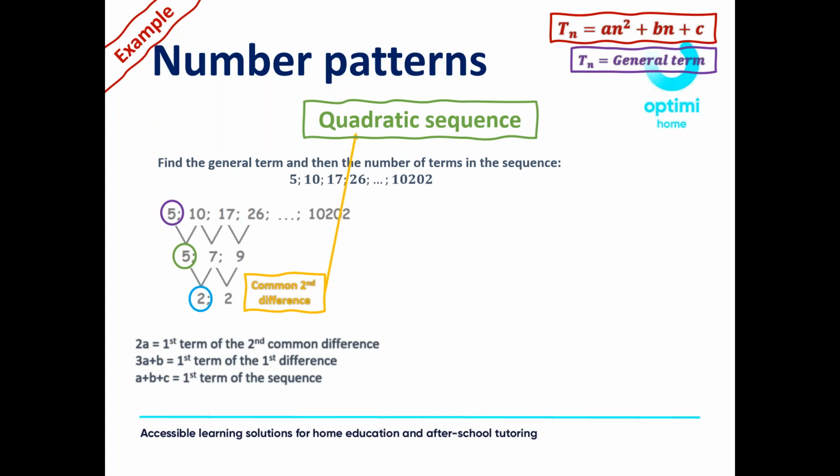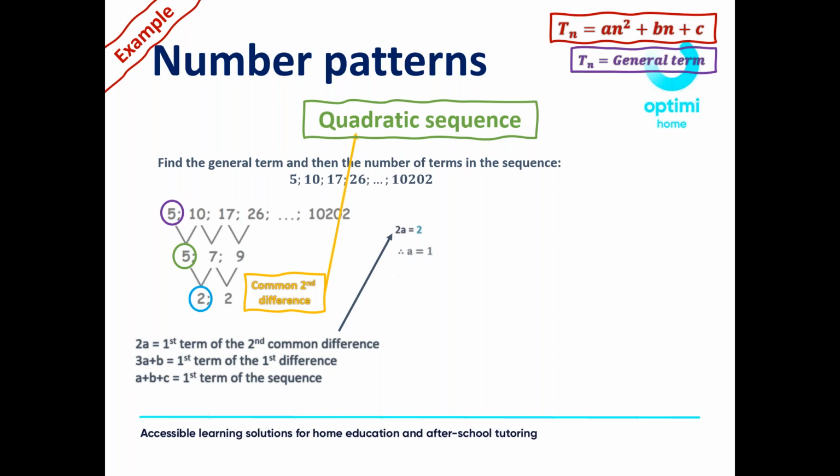So how do I use this to find my general term? Because the question says, find the general term of the sequence. Let's look at the first one. I said 2a is equal to the first term of the common difference, which will be 2a is equal to 2.